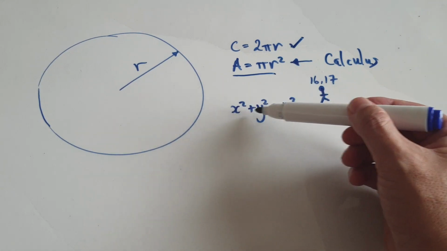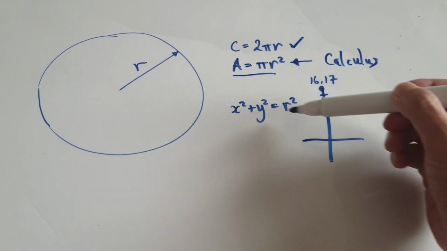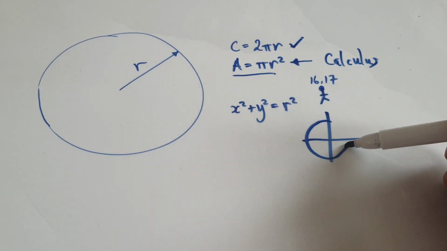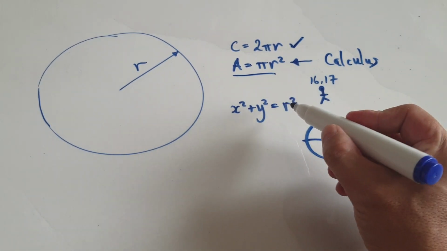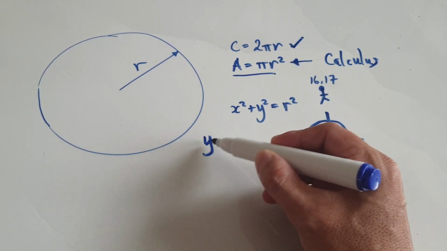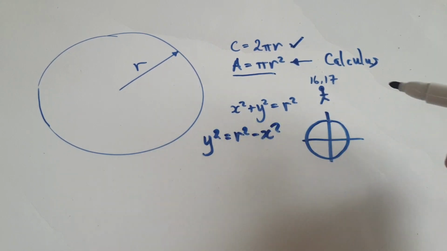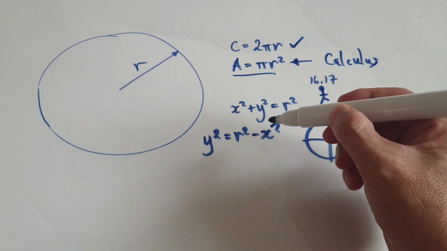So you start out with an equation of a circle, which is given by this. You rearrange it to make y the subject. So you take away x squared from both sides. So y squared equals r squared minus x squared. And then you square root both sides.